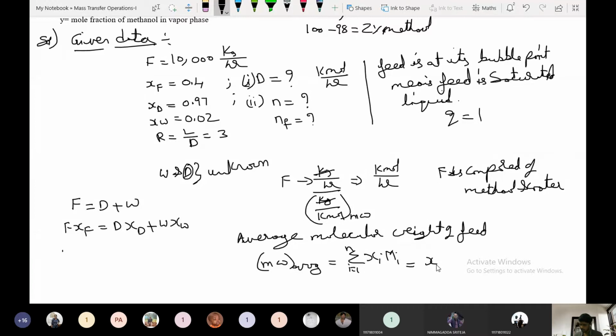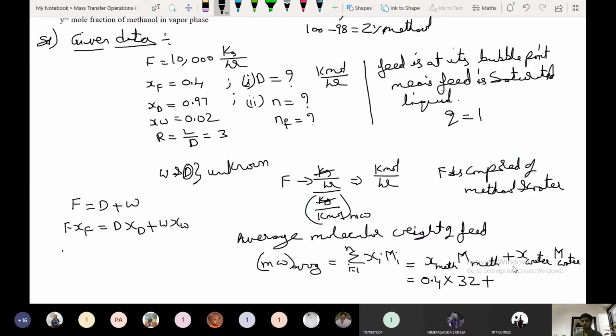So first one is x methanol multiplied by molecular weight of methanol, plus, only two components are there in our system, x water into molecular weight of water. So we can calculate our molecular weight as x methanol in the feed. Methanol is 0.4, xF is 0.4. This is 0.4 into methanol molecular weight, CH3OH, 32.